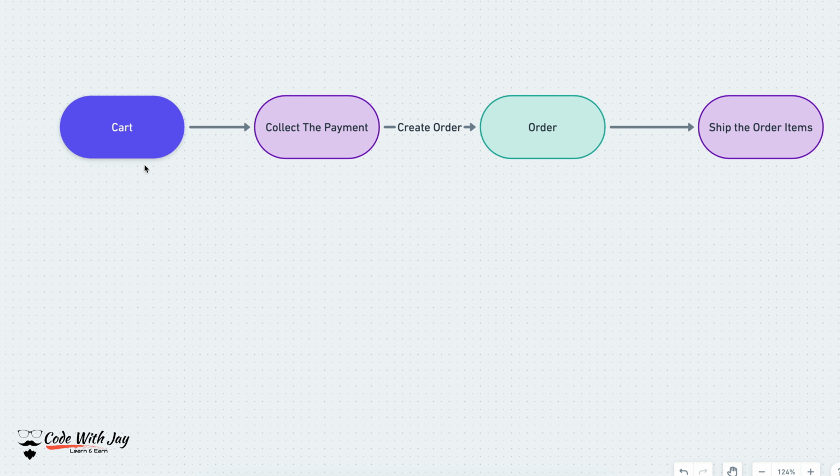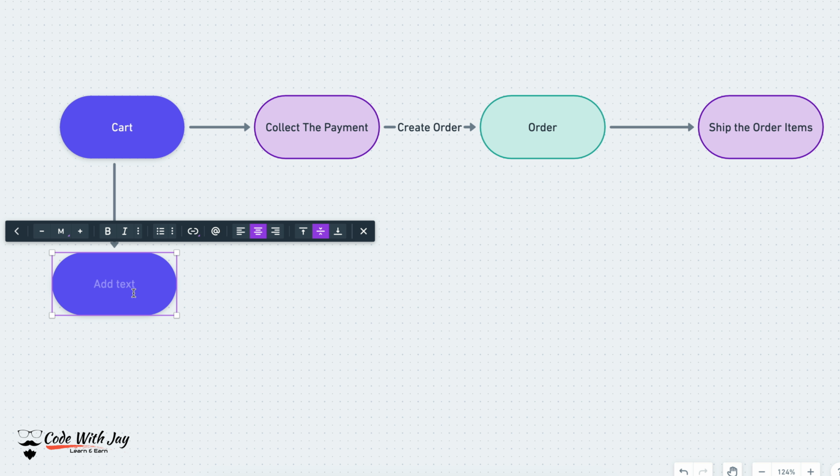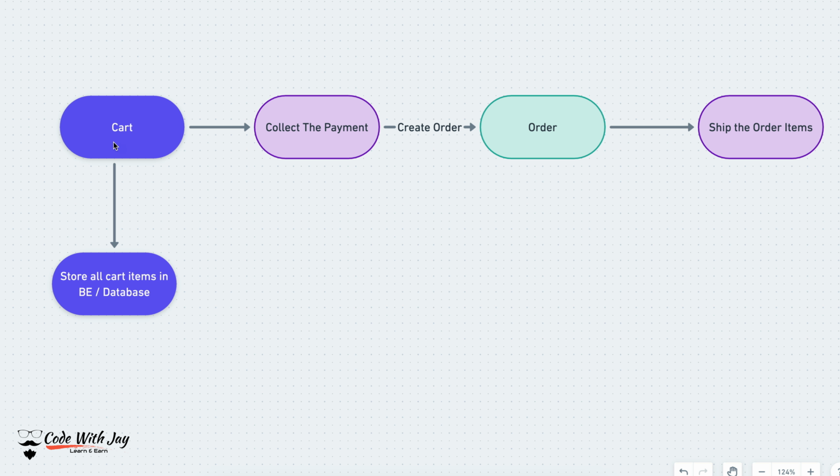As soon as you add these cart items, we are going to store all cart items in the backend, in the database, right? So that means while you add any item to the cart, we store all of the items to the database in the backend, by simply calling an add to cart API, let's say.